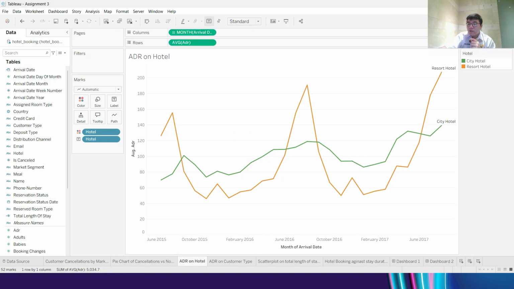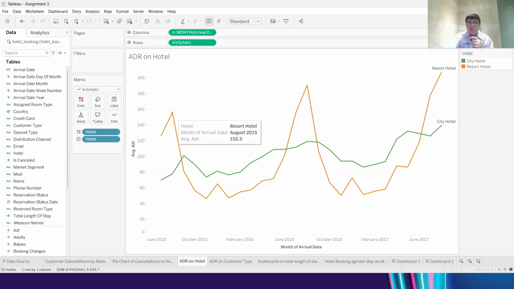For the next question, how does the average daily rate, the ADR, vary over time and across different hotel types and customer segments? In this double line graph, the orange represents the resort hotel and the green represents the city hotel. The resort hotel has peaks at roughly around August, where it is prevalent that there are seasonal booms where the resort hotels are in demand for customers.